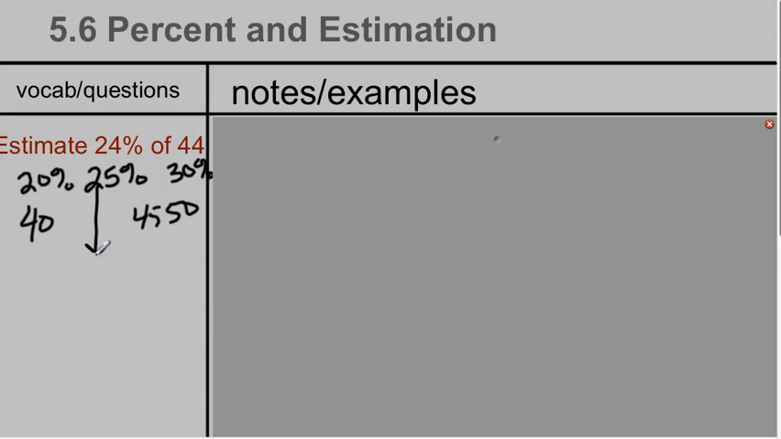I notice all of a sudden that 25 is like 1/4. And that 44 has 2 4s in it. Well, are these compatible the way they are? Sure are. 44 divided by 4 is 22.